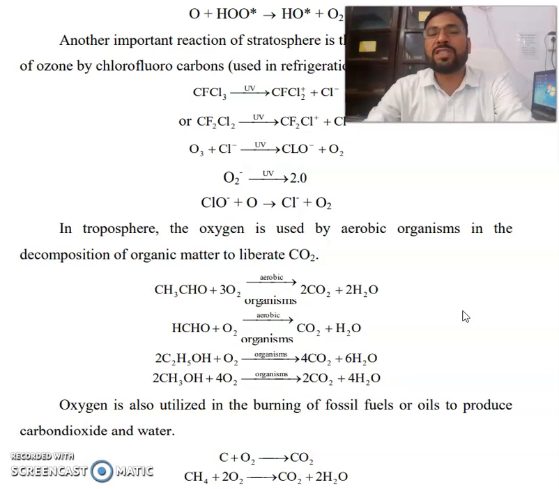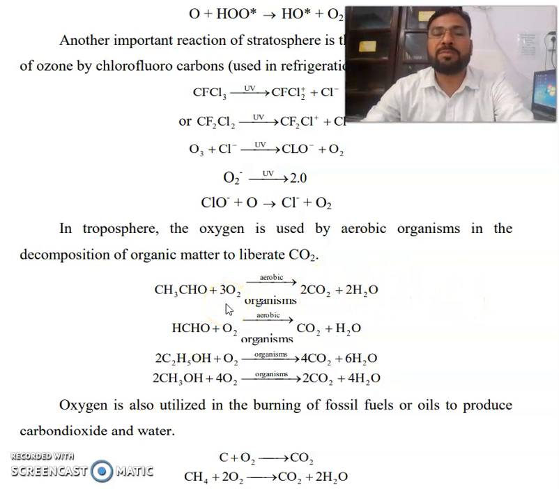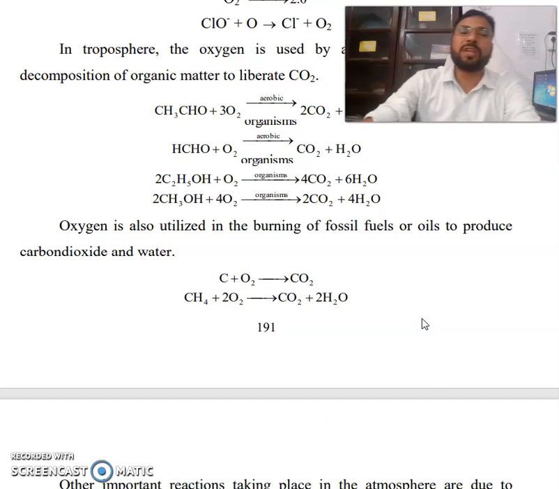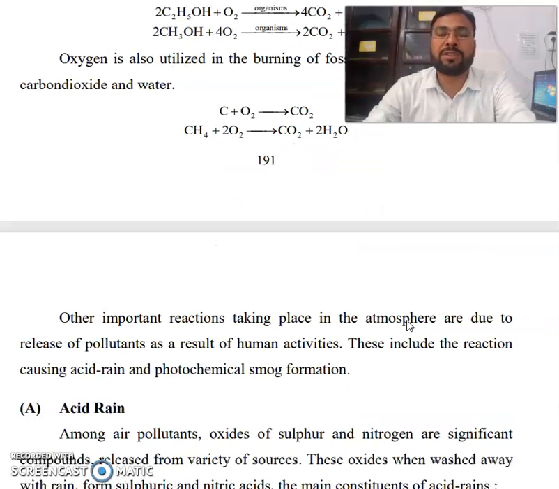In the troposphere, oxygen is used by aerobic organisms in the decomposition of organic matter to liberate carbon dioxide. If acetaldehyde reacts with O2 with aerobic organisms, it is converted into carbon dioxide and water. Formaldehyde gives carbon dioxide and water. Ethanol is converted into carbon dioxide and water. Methanol is converted into carbon dioxide and water. You know, oxygen is also utilized in the burning of fossil fuels or oil to produce carbon dioxide and water. You see, carbon plus O2 gives carbon dioxide, and methane reacts with O2 to give carbon dioxide and water.